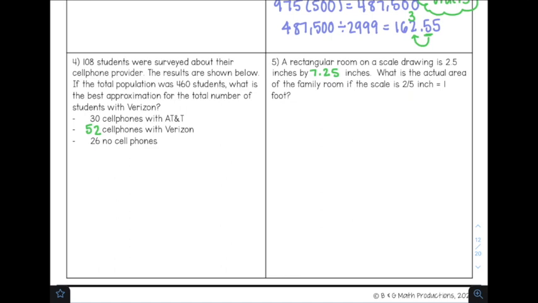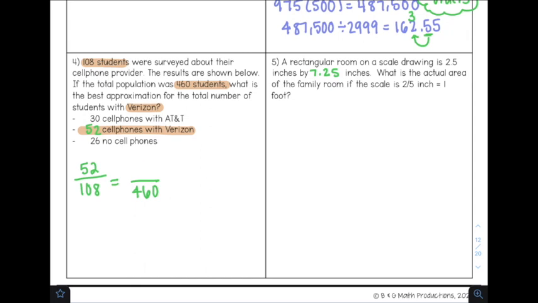Okay, so number 4, 108 students were surveyed about their cell phone provider. The results are shown below. If the total population was 460 students, what is the best approximation for the total number of students with Verizon? So we're focusing on Verizon. We're told that 108 students in total were asked, and we're predicting for 460. So we have our totals, we just need the part. So 52 out of this 108 are Verizon.